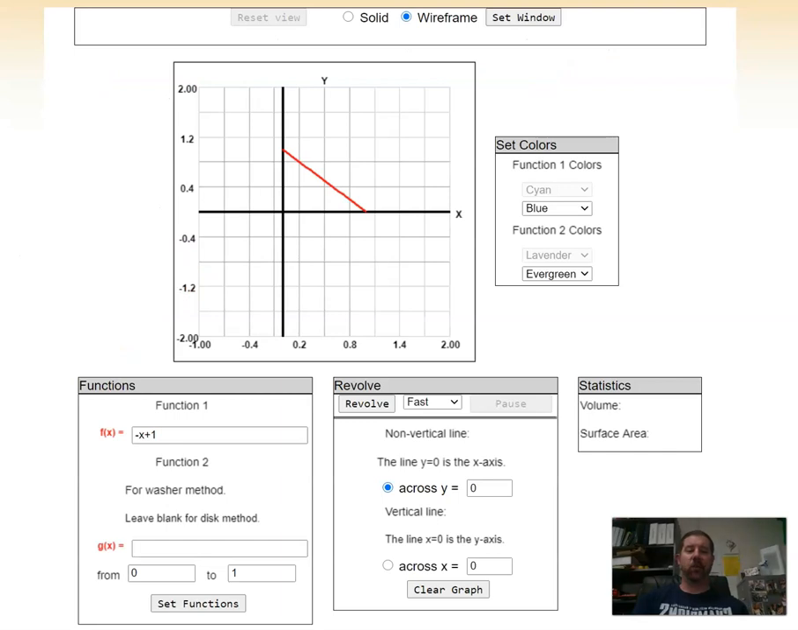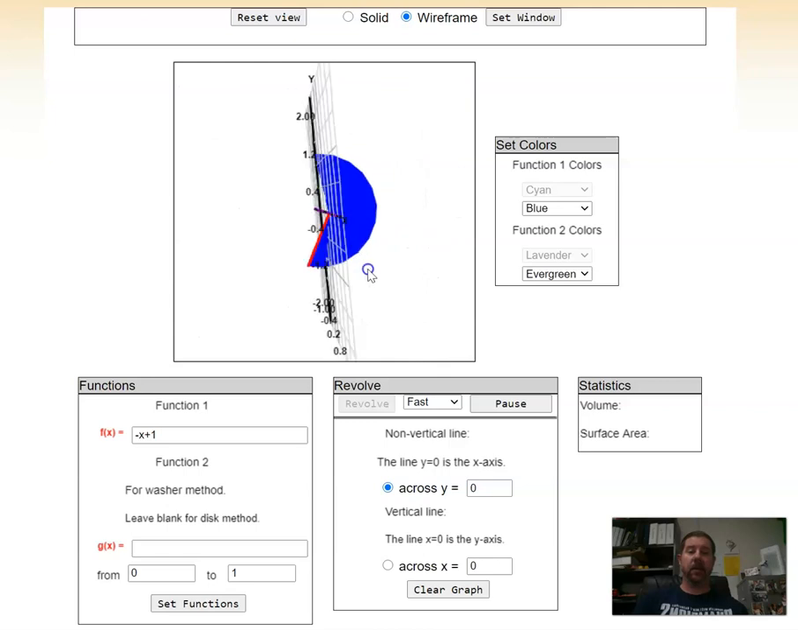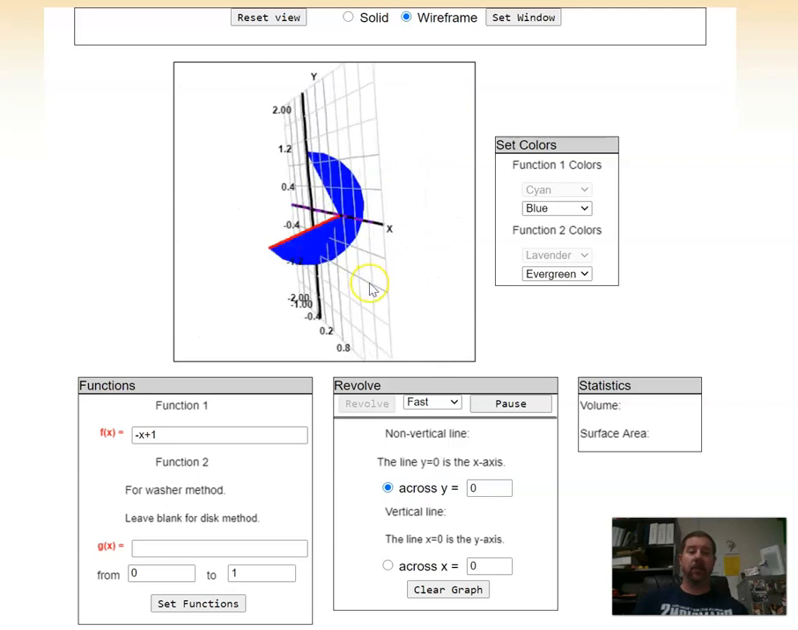Okay, so just to give you, again, a real quick view of what this would look like. If I take our line, y equals negative x plus 1, x equals 0, which is the y-axis, and y equals 0, which is the x-axis, and we take that area here, and now we're going to revolve this around the x-axis, we would get a shape that looks like this. And it ends up being a cone, or the top of a cone.